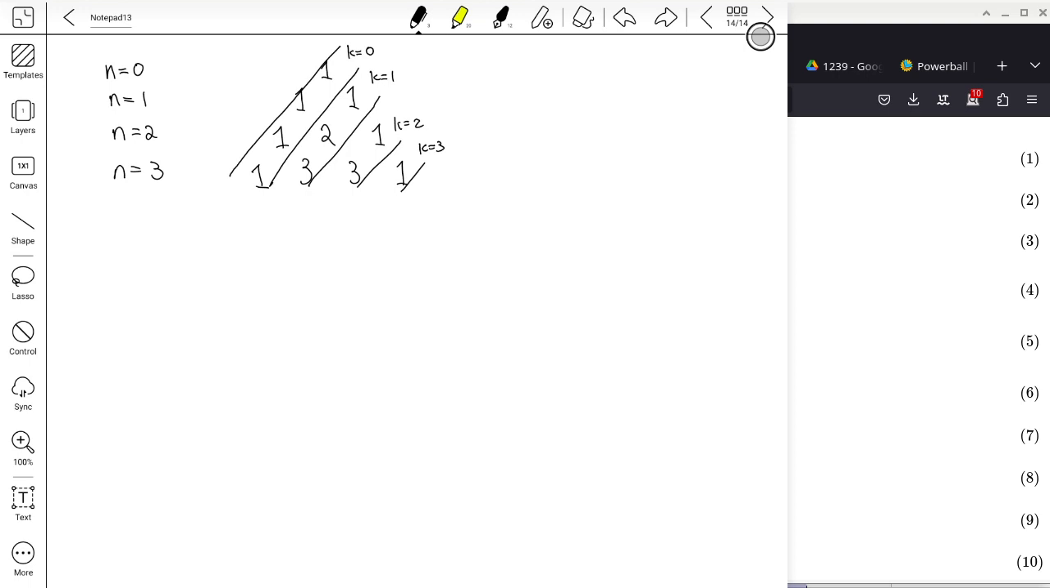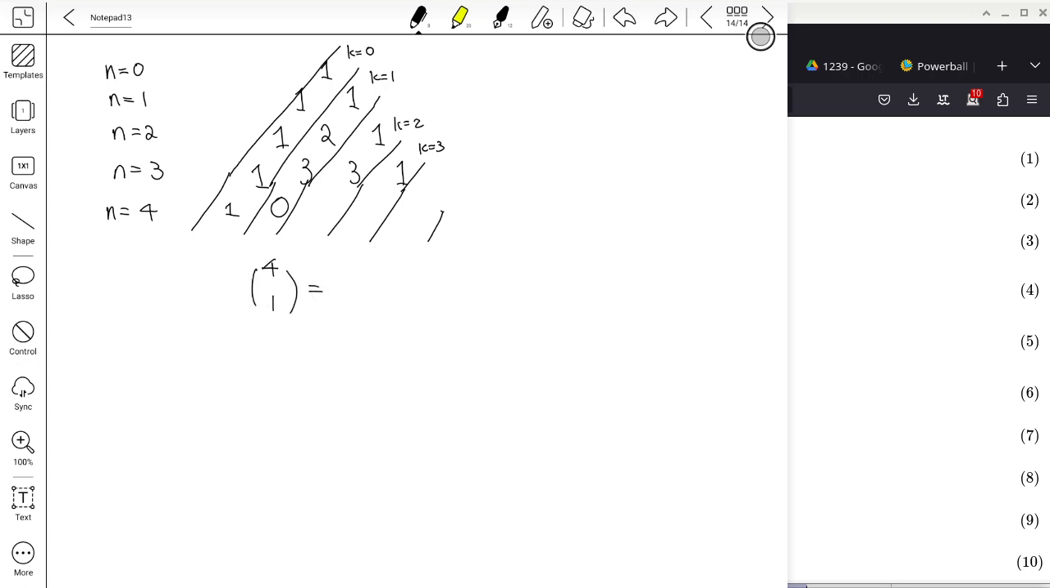So this is how we can look at Pascal's identity. What about when n equals 4? When n equals 4, we extend all the columns down a little bit here, and we start a new column over here. We still have a 1 here. This value here is basically 4 choose 1.